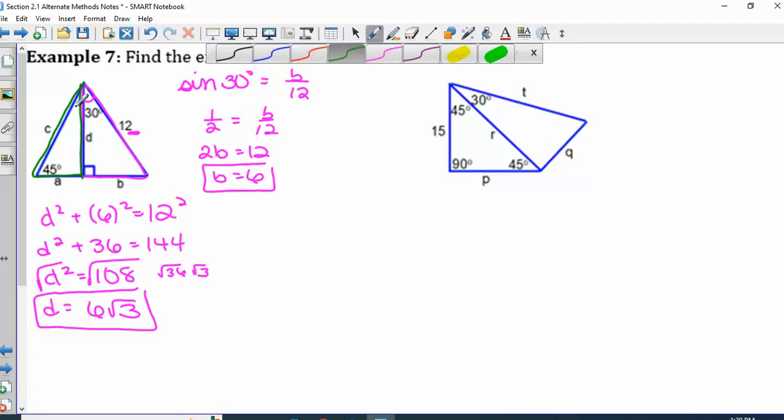There is one thing we could use to quickly find side A. Can you guys just look at this and tell me what side A would have to be? What is it?